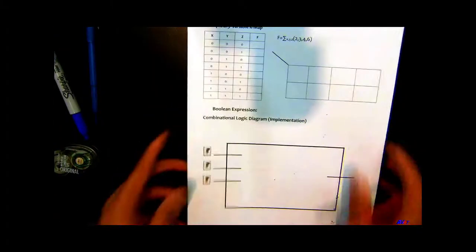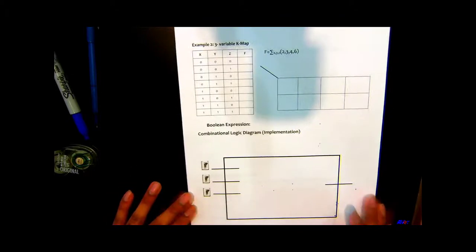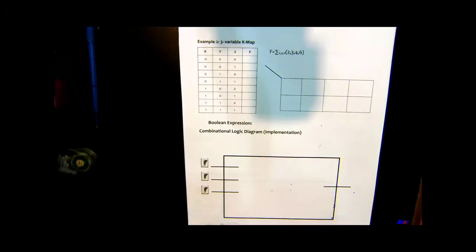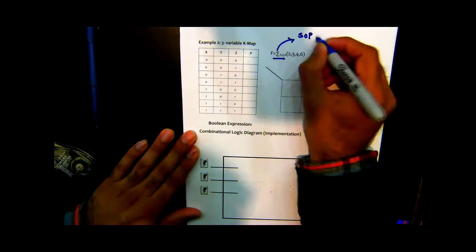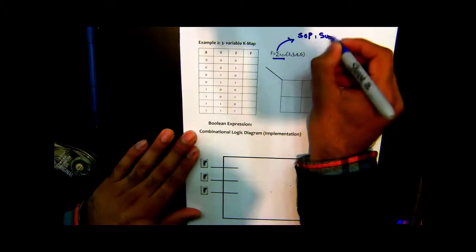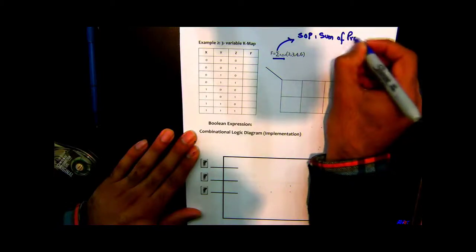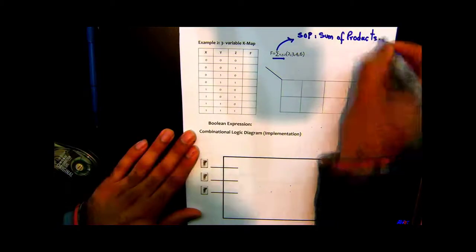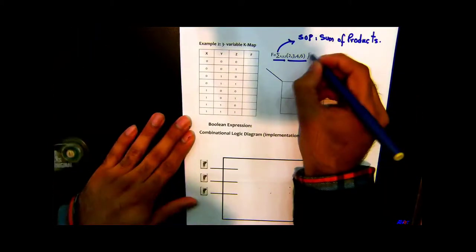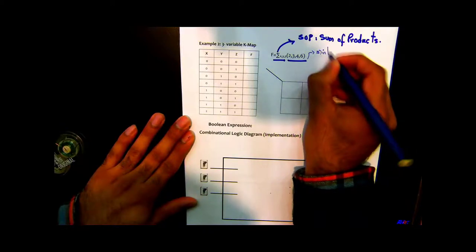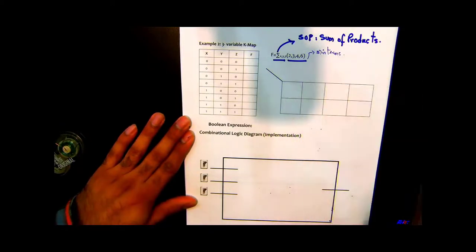Okay, the second example of the day. Is this a SOP or POS right here? This suggests this is a SOP, right? And these are what right here? These are all minterms, right? And minterms are those for which the output is going to be 1.